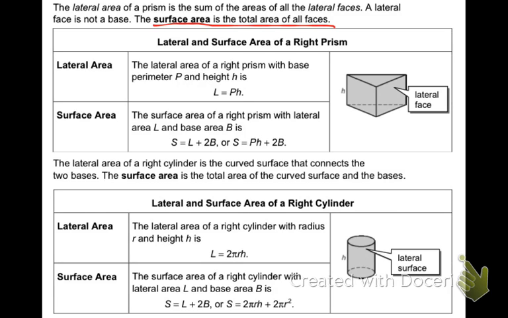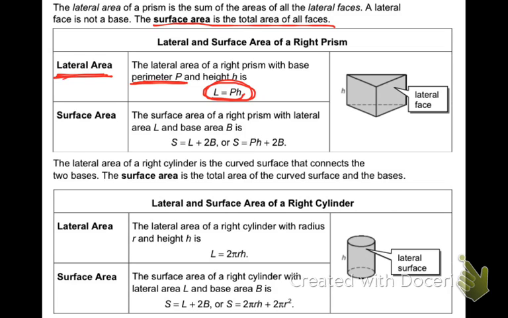So a key here is to find the lateral area. The best way to find the lateral area is to find the perimeter of the prism and then take it times the height. If I take the perimeter of the figure and multiply it by the height, that gives me all of this lateral area. So lateral area is the perimeter times the height. That is the best way to find lateral area.